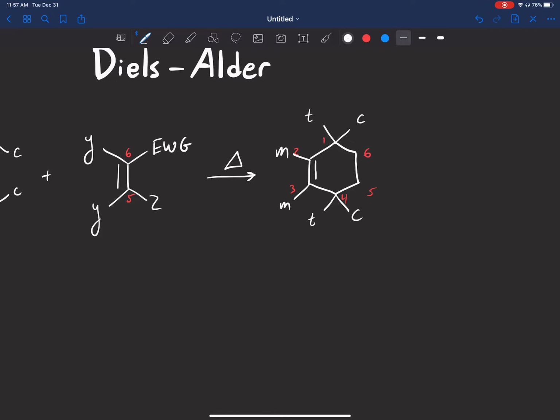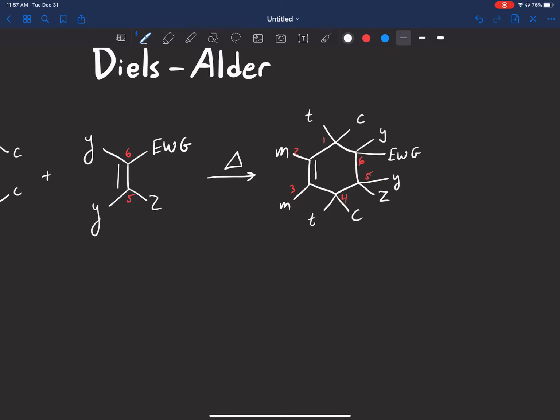Off carbon 6, we have a Y group and our electron withdrawing group. So let's draw those also. Y, EWG. And off carbon 5, we had Z and Y. So let's put that also. Okay, and so this is everything planar.